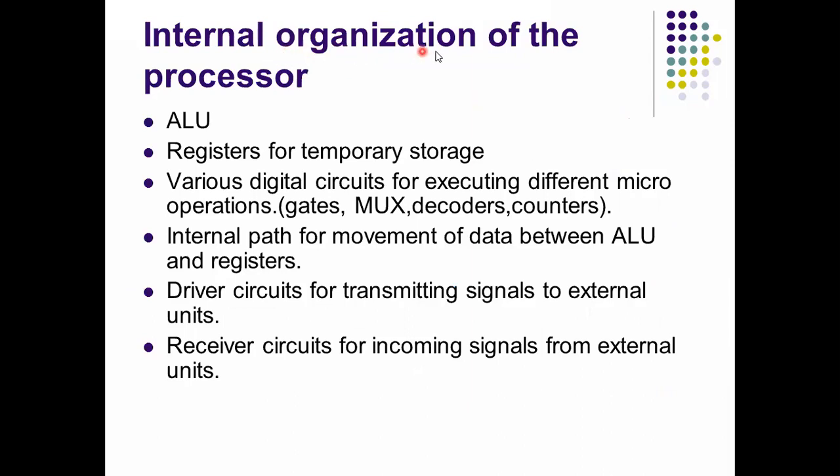See here, the internal organization of the processor. The main part is the ALU, arithmetic and logical unit. Total operations will be done in this only. Registers for temporary storage: R0 to Rn minus 1 and temporary registers. Next, various digital circuits for executing different micro operations. Those will be gates, multiplexers, decoders, or counters, depending on the operations. Internal path for movement of data between ALU and the registers.